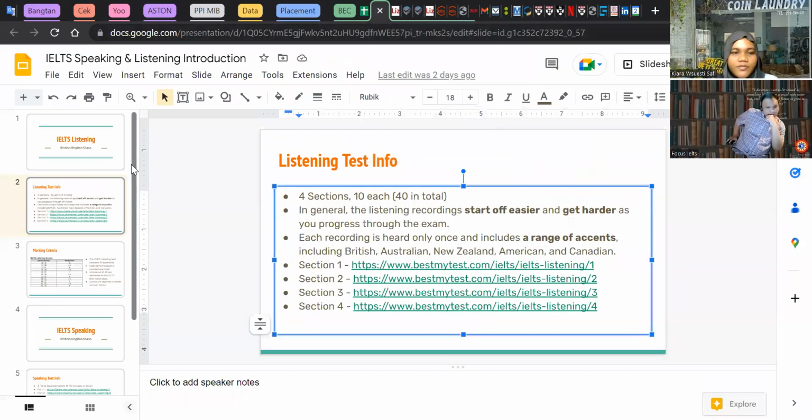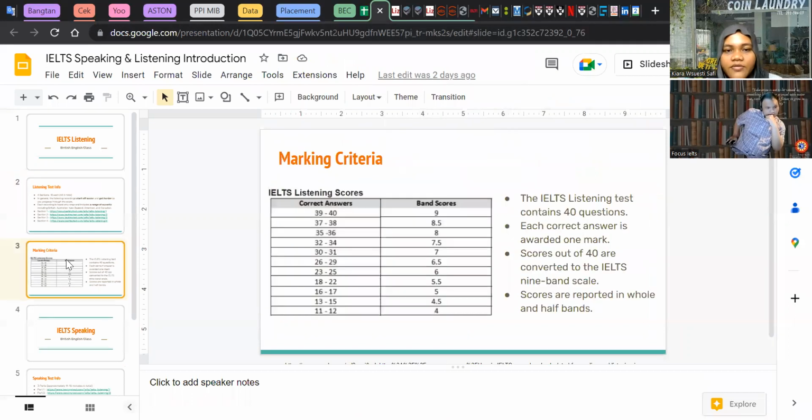Okay. So if you don't have any questions, we can go through the marking criteria. Basically, since we have 40 questions in total, the scores will be based on your correct answers. The wrong answers will not reduce your scores. So please fill out all of the question paper, or the computer, and do not leave any blanks or any questions unattended. Please try your best to answer all of it. And these are the band scores for each number of correct answers.